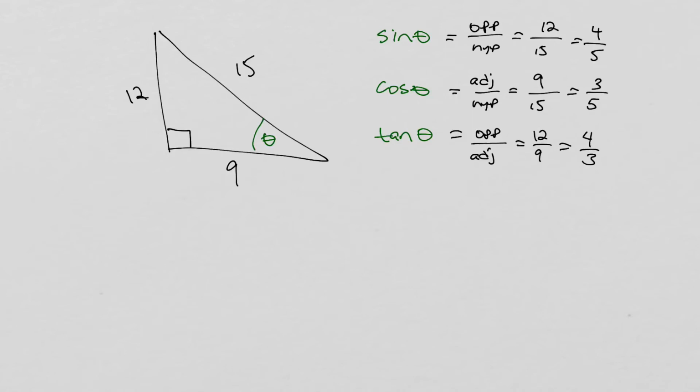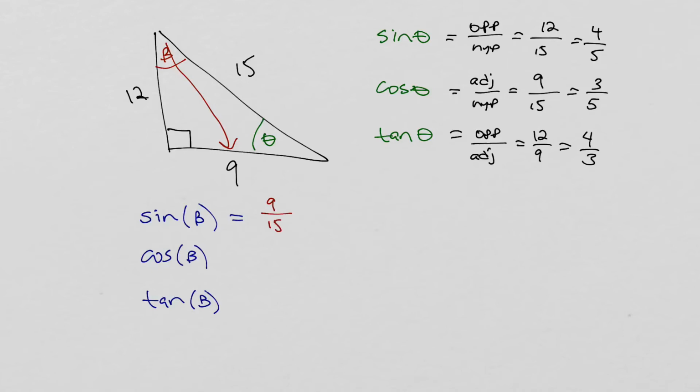All right. What if I picked this angle, beta? Okay. Could we find sine of beta, cosine of beta, and tangent of beta? Well, for beta, the opposite side is 9 and the adjacent side is 12. So for beta, if I use the opposite over the hypotenuse, that'll be 9 over 15, right, which gives me 3/5.